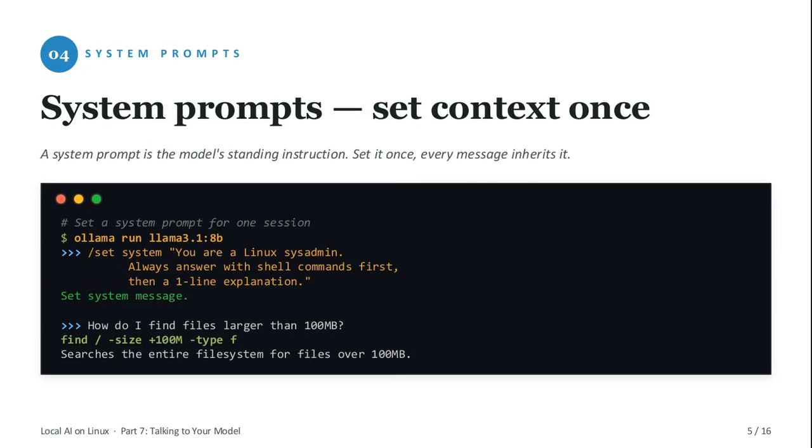Now, instead of repeating that structure on every prompt, you can bake it in once with a system prompt. Think of it as the model's standing orders. Set the role, the format, the constraints, and every message in that session inherits them. Here, one /set system call turns the model into a SysAdmin that leads with the shell command and follows with a one-line explanation. Ask it anything, and that shape holds.